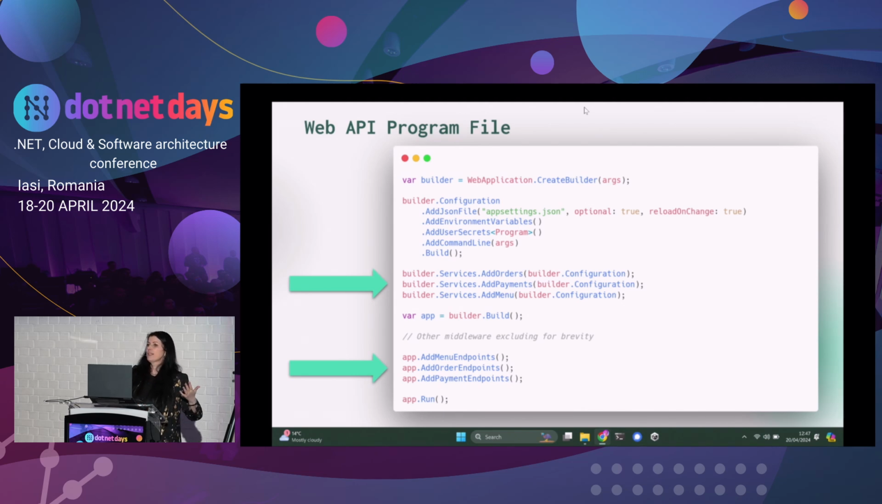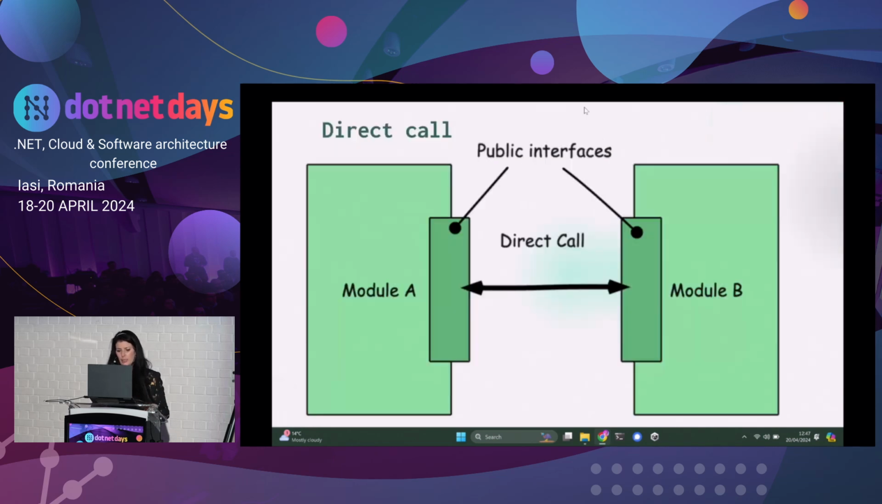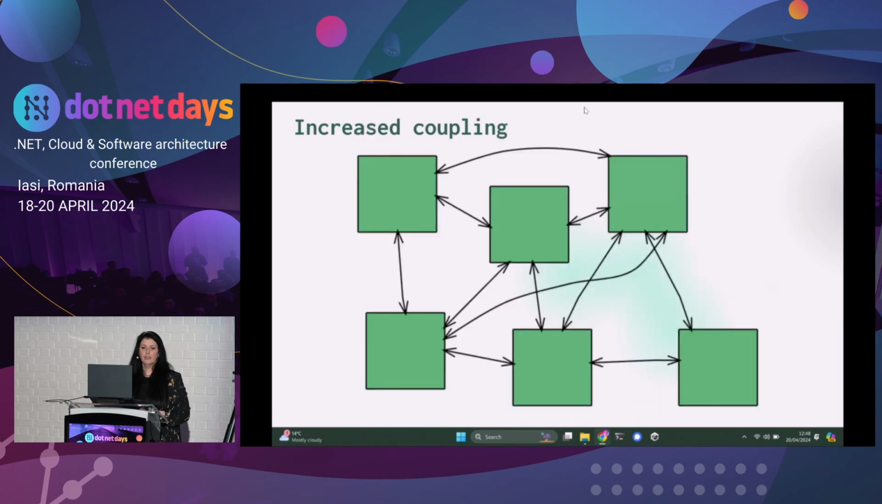So that seems pretty straightforward for external communication synchronously. We like to think of that as synchronous because we're expecting a request response. Now, inter-module communication. There's quite a few ways you can do this. Now, each module could have a public interface, and we can make a direct call between those modules. Yeah, sounds good, until you end up looking like this.